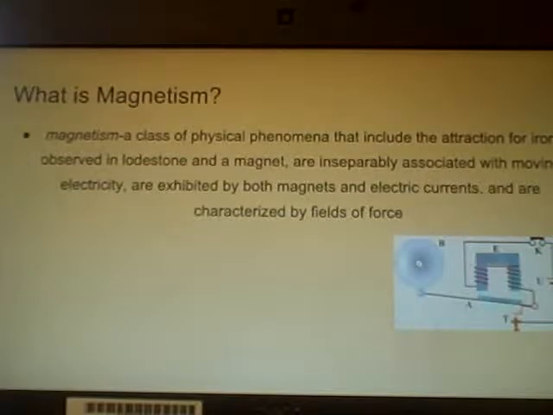Shut up! So magnetism is a force exerted by either a lodestone or an artificial magnet on materials that have magnetic properties.